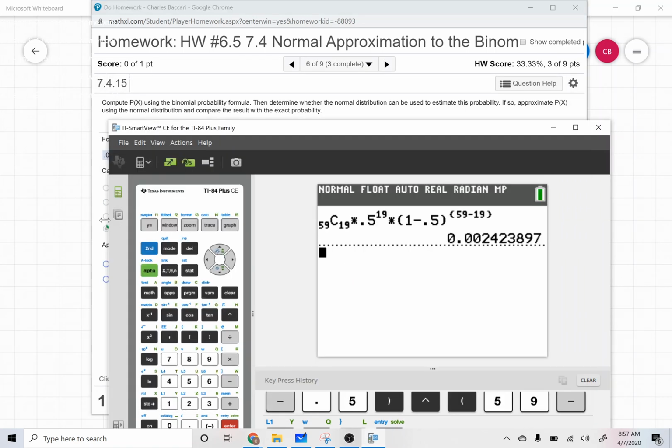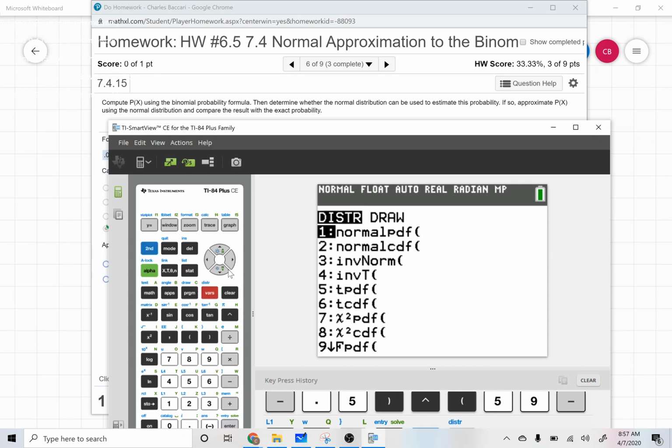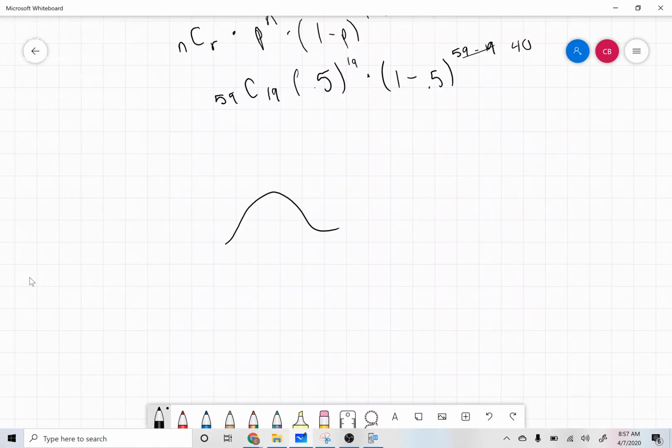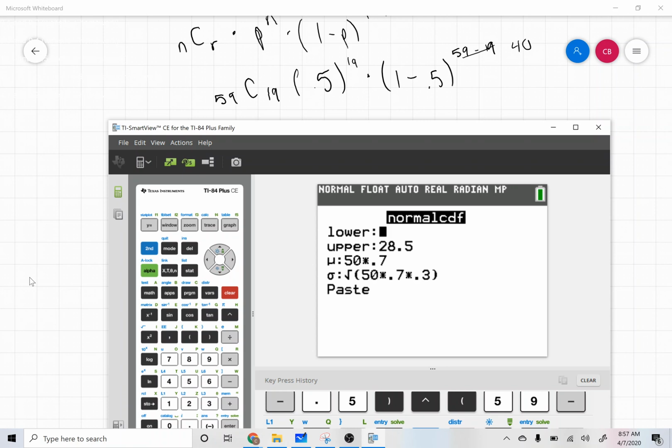Then if we want to approximate it, we're going to go second. This is the important part. It's normal CDF. We want 19, right? So if we drew the picture, here's 19. We want exactly 19, so we're going to use 18.5 and 19.5. That's our lower and upper boundary. So 18.5, 19.5. We want 59 times 0.5.